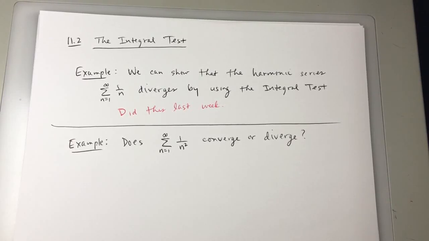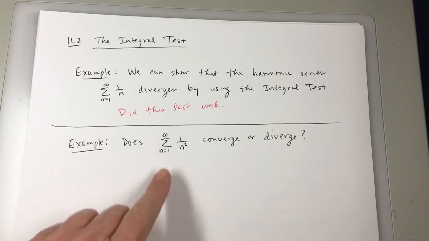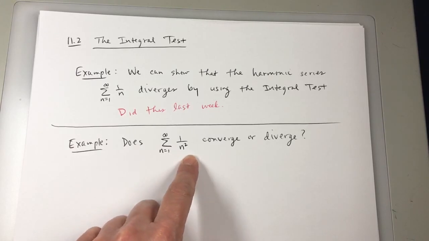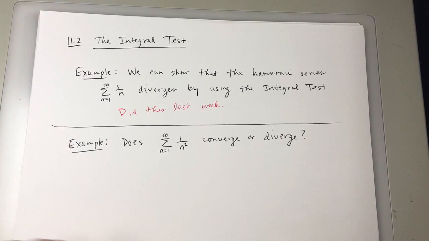And so here's a hint on this one. I don't think I did this one last week. I'm going to use the integral test to determine if this series, as n goes from 1 to infinity, of 1 over n squared converges or diverges.